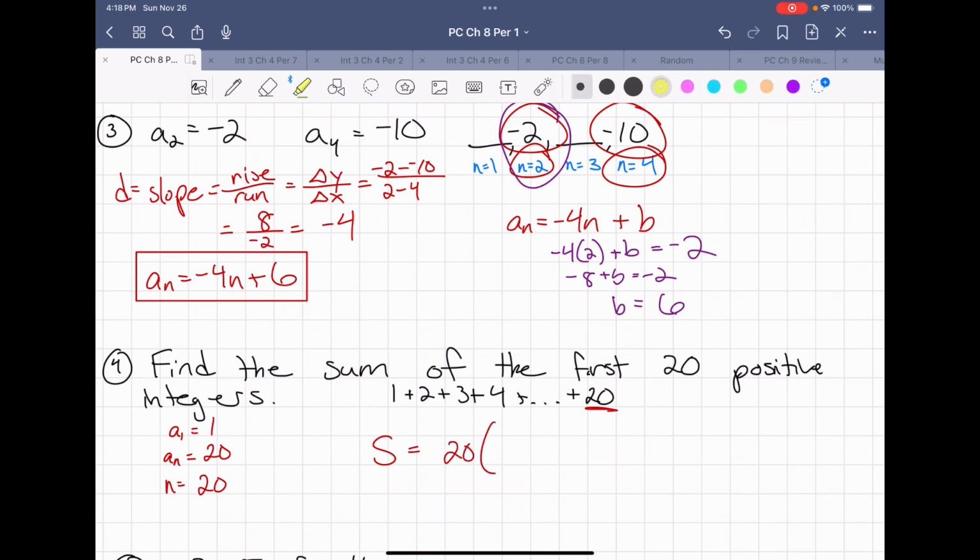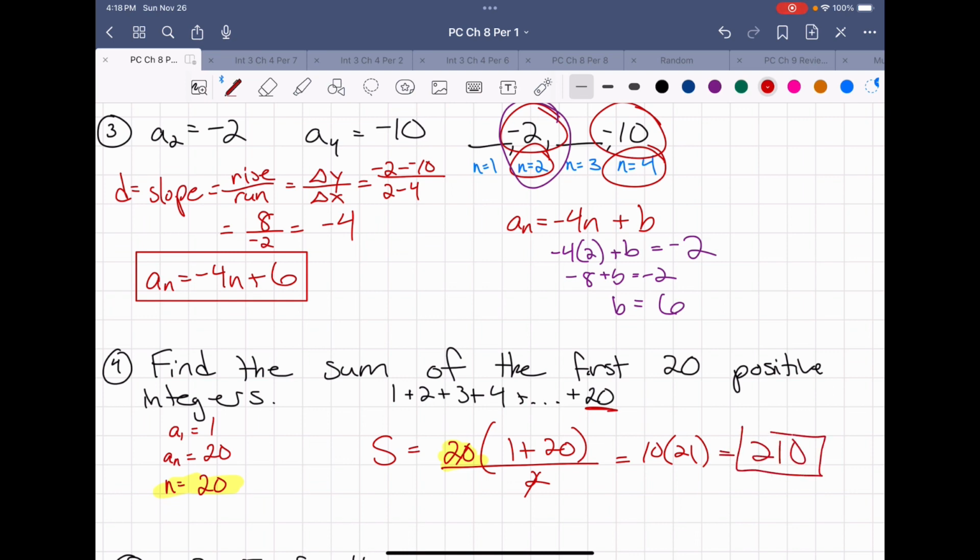So I want you to be clear, this one comes from this one, where I add the first number plus the last number, but then I divide it all by 2. So this reduces to be 10 times 21, 210. That would be the sum. If you added all the numbers from 1 to 20, you would get an answer of 210.